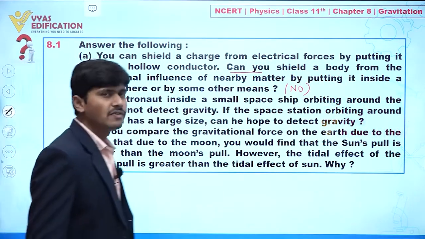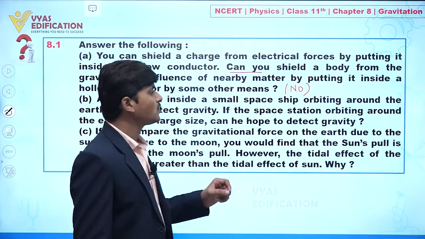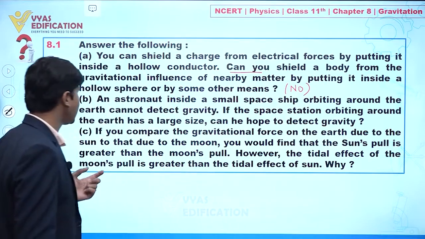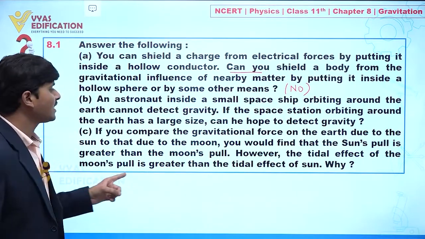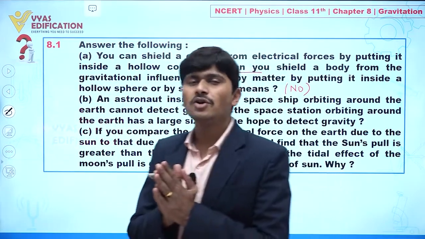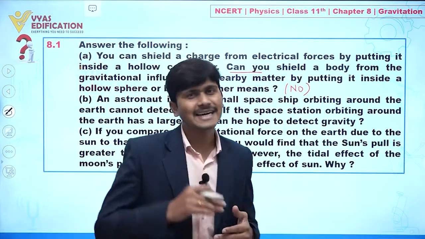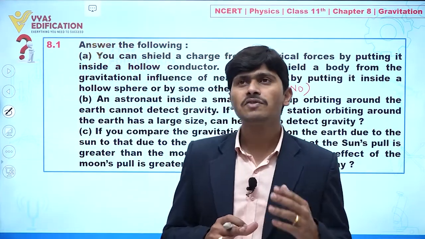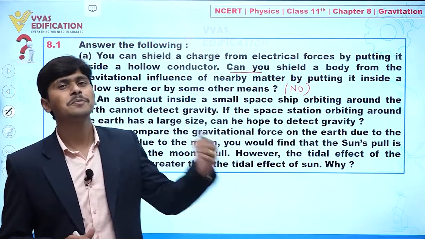Now it is given in part number C: if you compare the gravitational force on the Earth due to the Sun and due to the Moon, you will find that the Sun's pull is greater than that of the Moon's pull. Now if we talk about Newton's law of gravitation, first between the Sun and the Earth, and second between the Moon and the Earth.